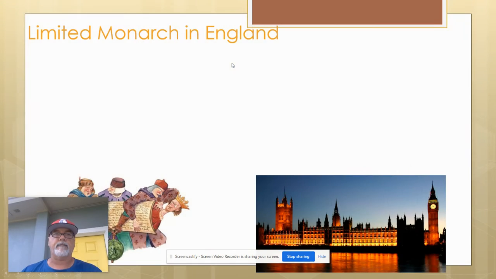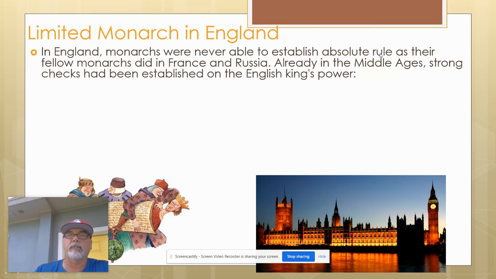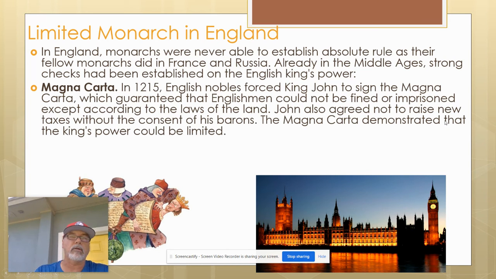All right. So limited monarchy, or limited monarchs in England, how they differed from a lot of other places. In England, monarchs were never able to establish absolute rule as their fellow monarchs had done in France and Russia. So not like Louis or the czars that we've talked about. Already in the Middle Ages, strong checks had been established on the English king's power. The big one, of course, is the Magna Carta.